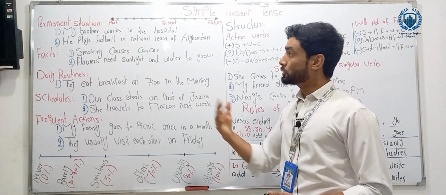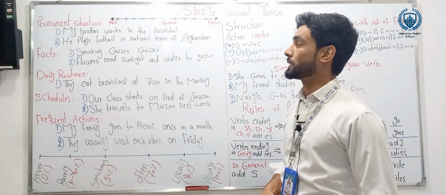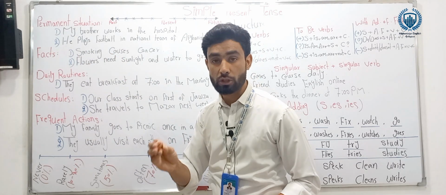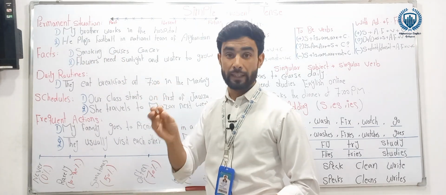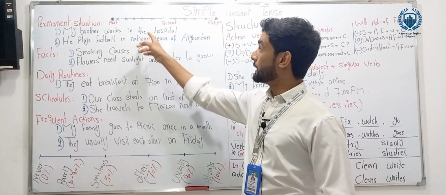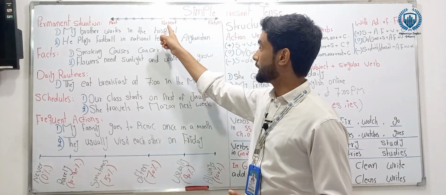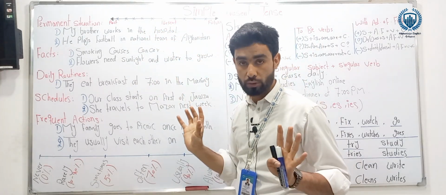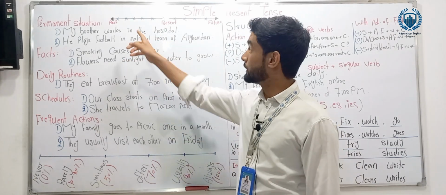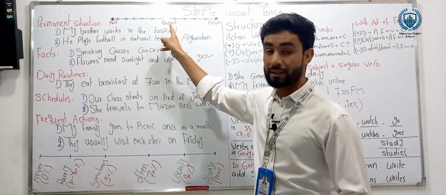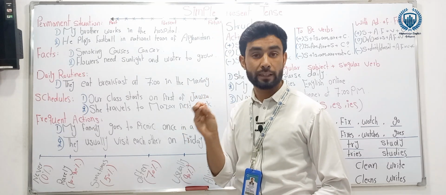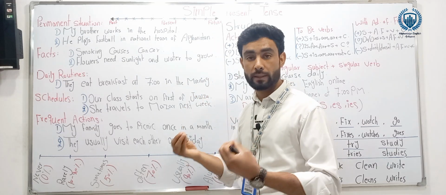Good. So come to the first usage of simple present tense. Simple present tense shows permanent situations, or you can say permanent actions as well. Those actions were happening in the past, they are happening now, and they will be happening in the future as well. For those permanent situations, they were true in the past or true in present and will be true in the future. For such a kind of action or situation, we use simple present tense.